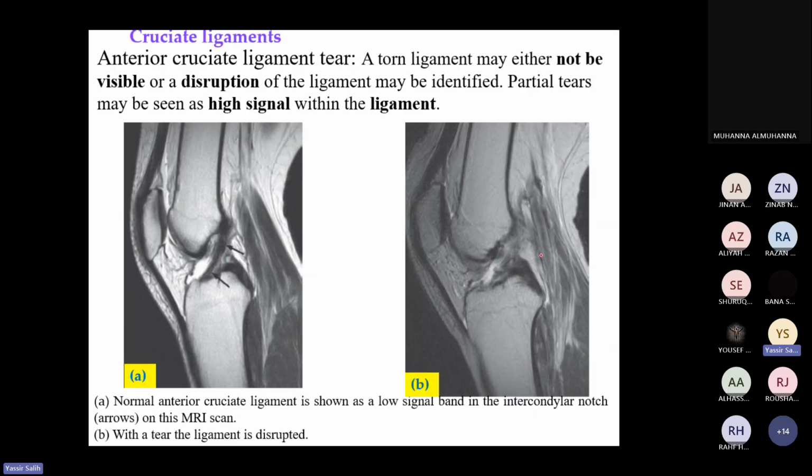We talked about the ACL and PCL. This is a PCL and this is the ACL. This is normal. The ACL is linear, with no signal, black. Okay, what do you see? This is normal. Is there any abnormality in image B?